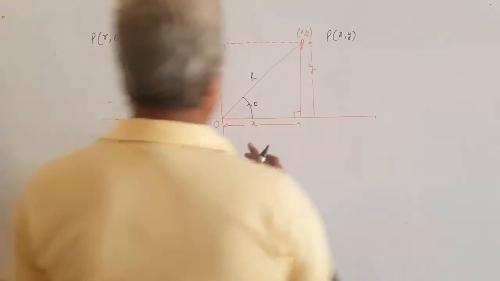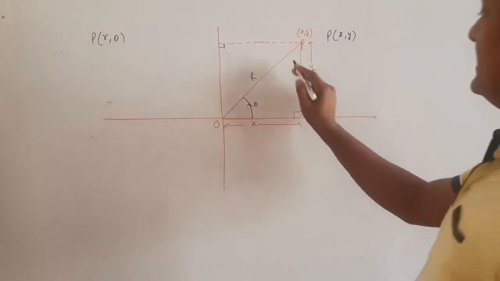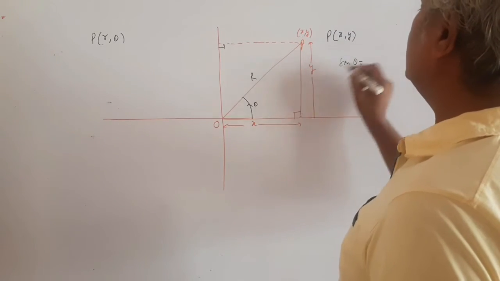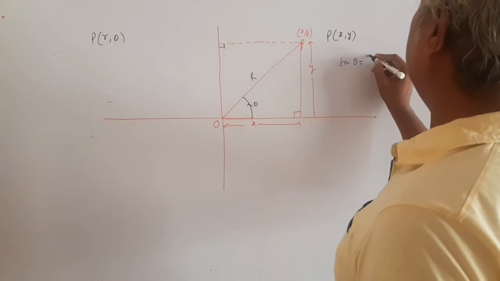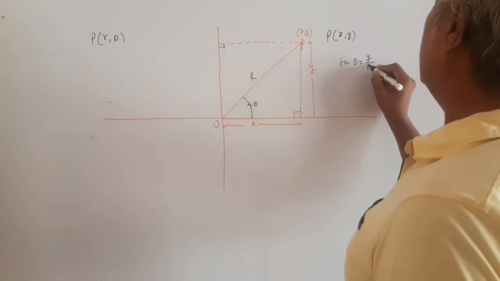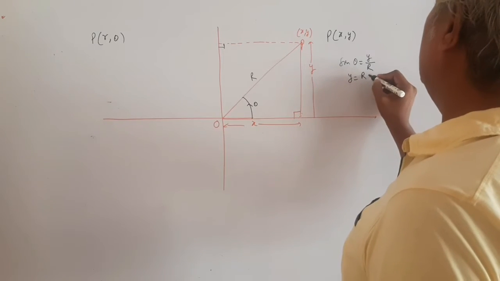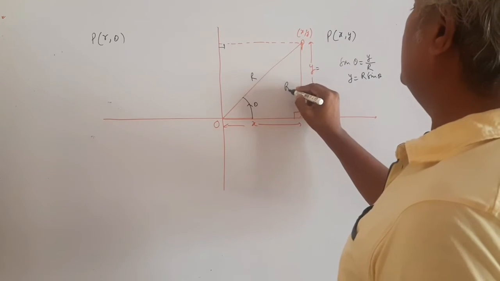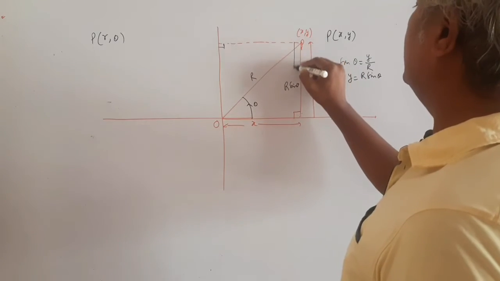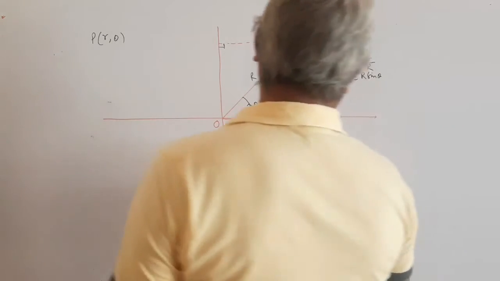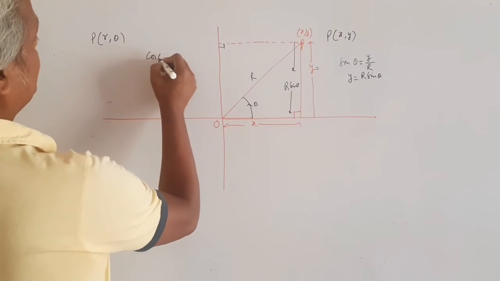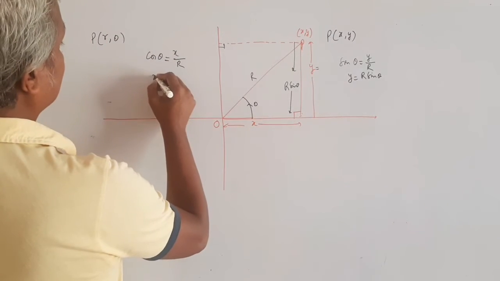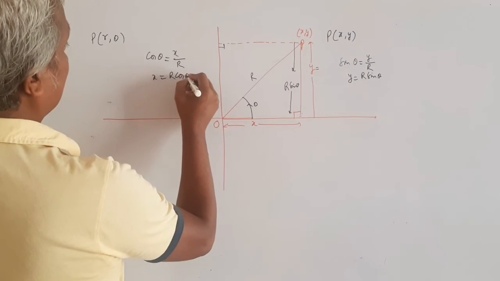Suppose I use trigonometry here. In this triangle, this is a right angle triangle, and we write sine theta as opposite over hypotenuse. This is my theta, opposite is y, and hypotenuse is r. So y is r sine theta. And then if I use cos theta, cosine of theta will be adjacent over hypotenuse, that is x over r. So x is r cos theta.